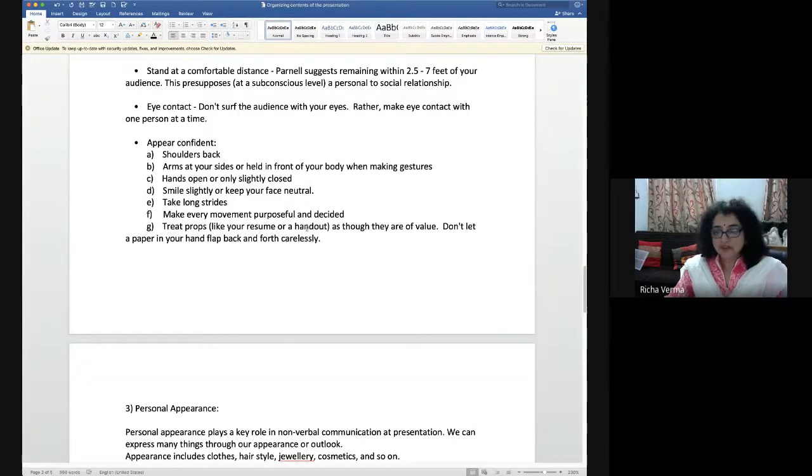Take props and handouts and resume. When you are giving an oral presentation, you can keep handouts also, so that you can distribute the handouts or your notes to everybody, and that is how the explanation could be very clear.